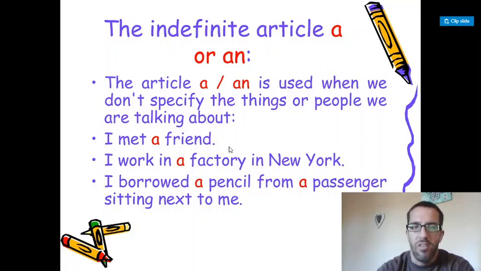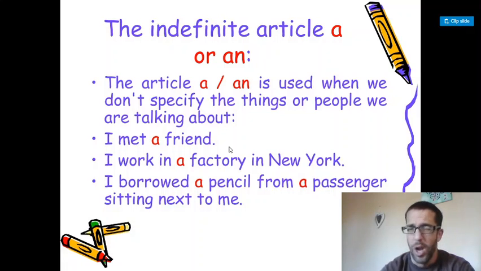The second sentence there, I work in a factory in New York. Again, New York's a big place. It could be any factory. We're not specific about what factory it is. It's not a specific factory. It's a factory. And in the last example there, I borrowed a pencil from a passenger sitting next to me.